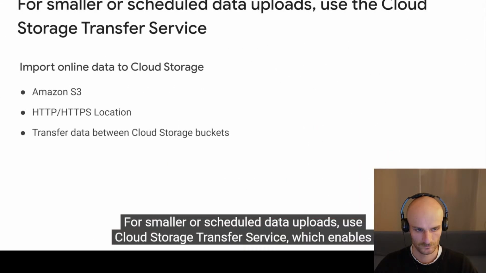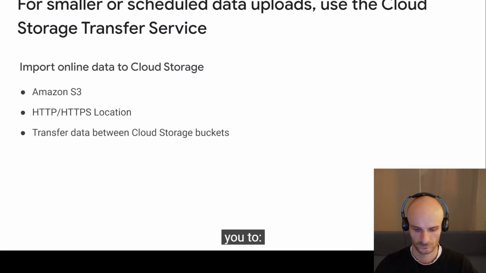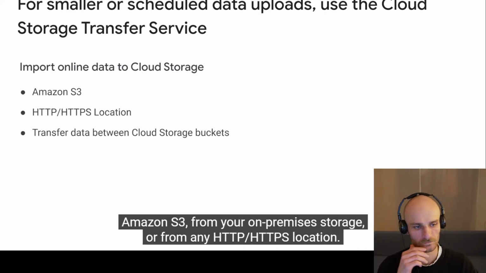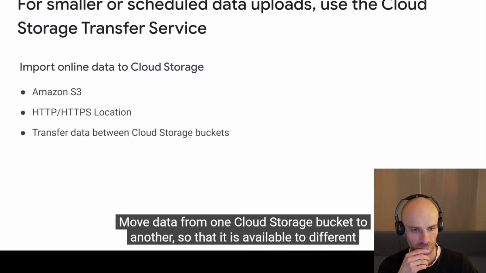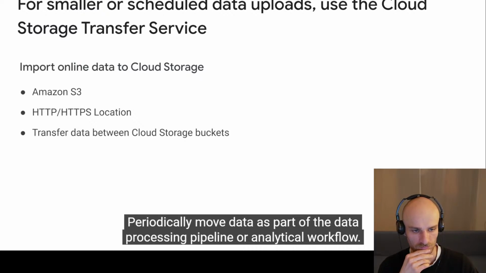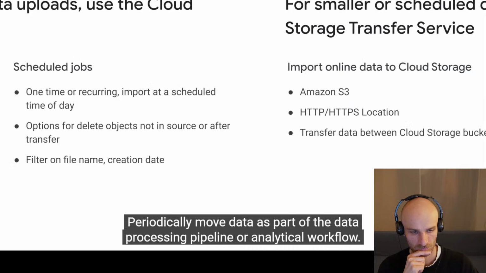For smaller or scheduled data uploads, use the Cloud Storage Transfer Service, which enables you to move or backup data to a cloud storage bucket from another cloud storage provider, such as Amazon S3, from your on-premises storage, or from any HTTPS location. Move data from one cloud storage bucket to another so that it's available to different groups of users or applications. Periodically move data as part of the data processing pipeline or analytical workflow.